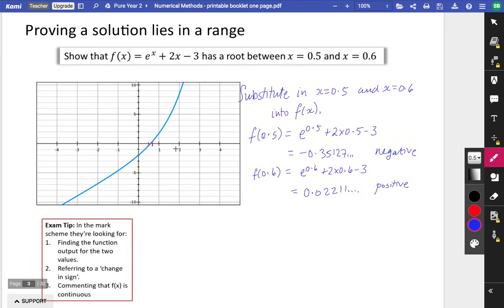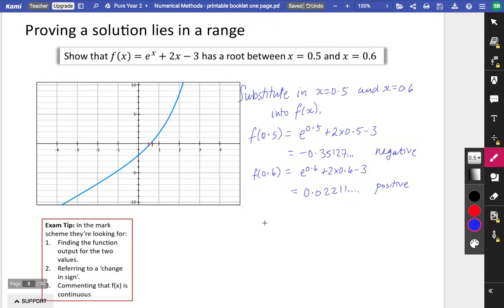And because the thing we're trying to find is where it crosses 0, that must mean that in between these two values, the 0.5 and the 0.6, is where the root must be, because it's going from negative to 0 to positive, and the 0 is the thing that we look for.